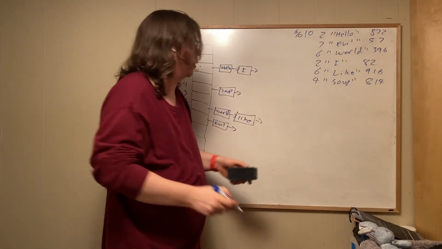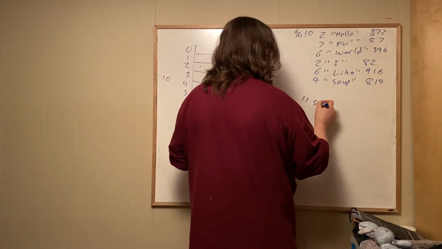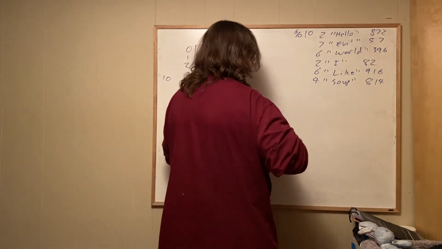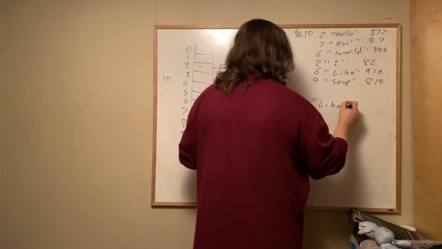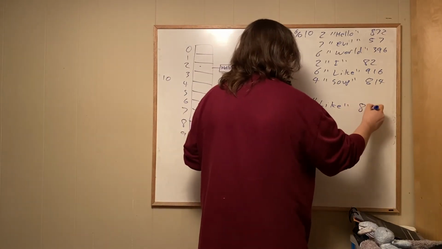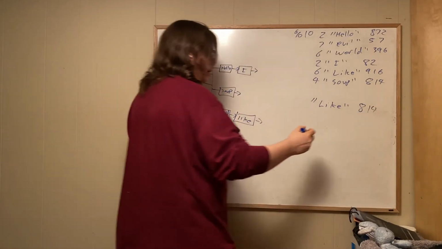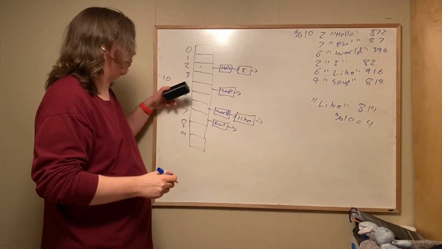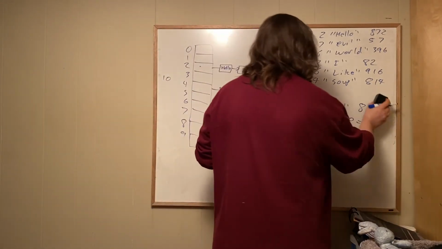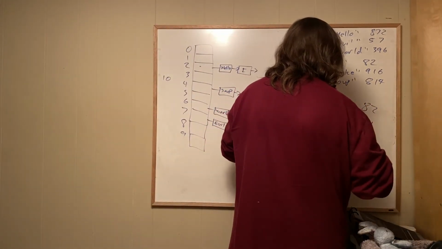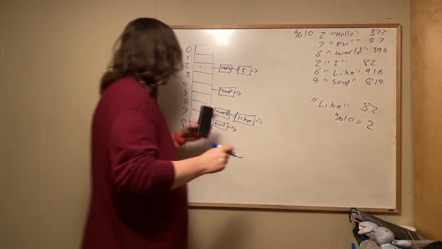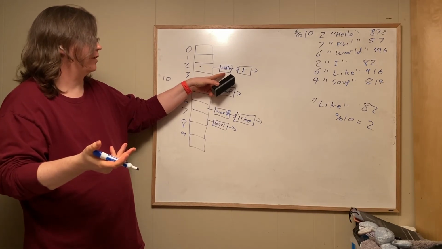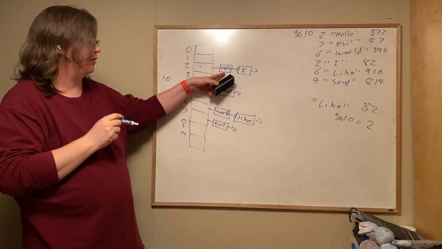So if we want to find, actually let's go with like. We get the hash code, 814. We mod it by 10, which gives us 4. So we're going to go to array entry 4. Oh, sorry, that was 82, my mistake. 82 mod by 10, that's going to give us 2. So we go to array index 2, and we look at hello, and we get the hash code for hello, which is 872, which is suspiciously not 82.